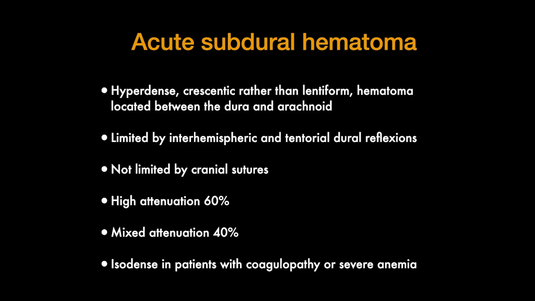Acute subdural hematomas are hyperdense. They are crescentic rather than lentiform, and the hematoma is located between the inner layer of the dura and the arachnoid. These are limited by the interhemispheric and the tentorial dural reflections, but they're not limited by the cranial sutures like epidural hematomas. Most are high in attenuation, some are mixed in attenuation. In patients who are severely anemic or have coagulopathy, they may be isodense to brain. Also, in patients who have had a subdural hematoma that's not acute, these can become isodense, and I'll get to that shortly.